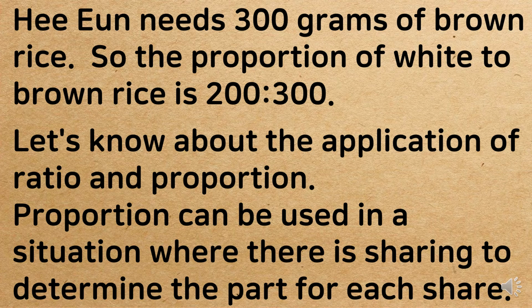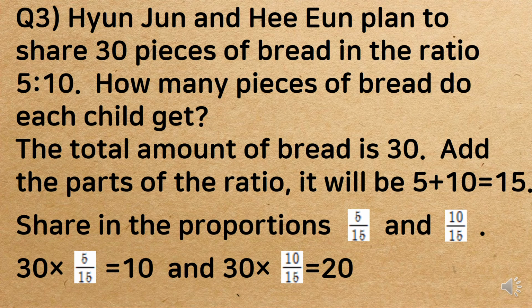So the proportion of white to brown rice is 200 to 300. Let's learn about the application of ratio and proportion. Proportion can be used in a situation where there is sharing, to determine the part for each share. Question 3. Hyunjun and Hyun plan to share 30 pieces of bread in the ratio 5 to 10. How many pieces of bread does each child get?